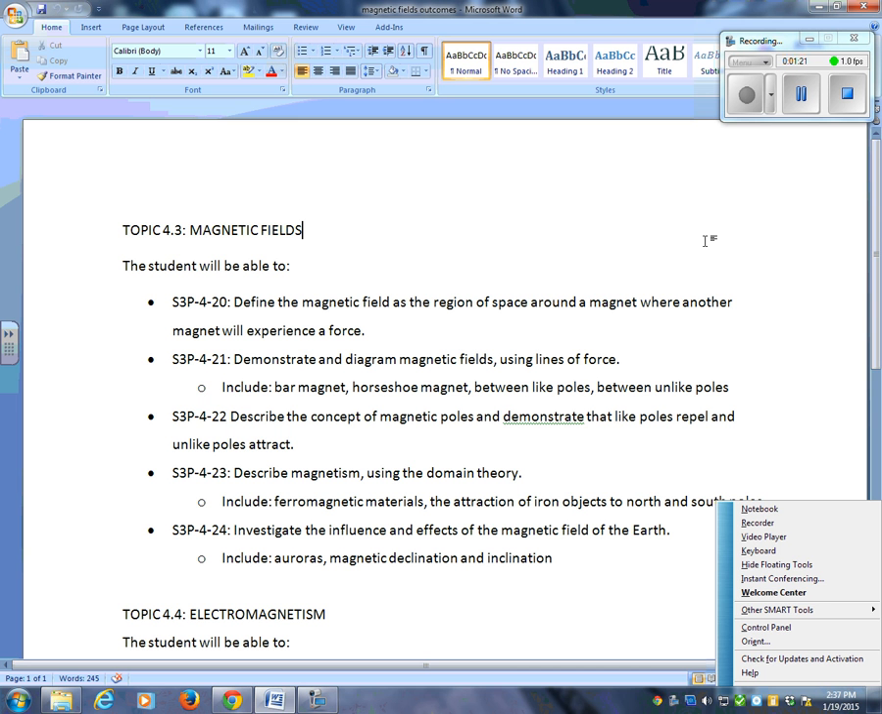Investigate the influence and effects of the magnetic field of the Earth, include auroras, magnetic declination, and inclination. Auroras, we all know. What are those? You see it in the northern lights. Magnetic declination and inclination I will talk about on Wednesday. It's my patented explorers go and spend the entire winter in the north lecture. And that's it. I can cover all that in very little time. Now electromagnetism, we won't get to all of this, but this is what we're supposed to cover.